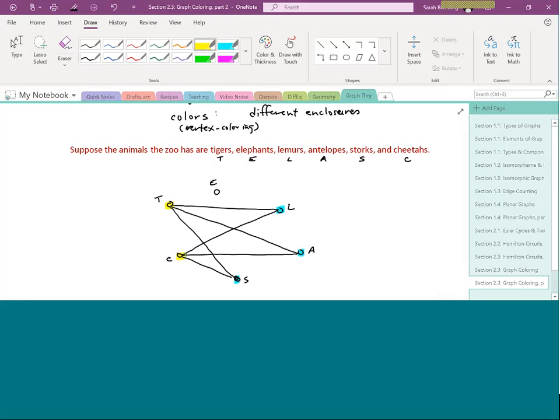You could color it blue to go with the non-predator animals, or you could color it yellow to go with the two large cats. And since it doesn't matter, do you guys have a preference? Do you want me to color vertex E with yellow or with blue? That works. So if we color that blue, notice what happens. This would tell you that the answer to this problem would be what? How many enclosures should this zoo actually make?